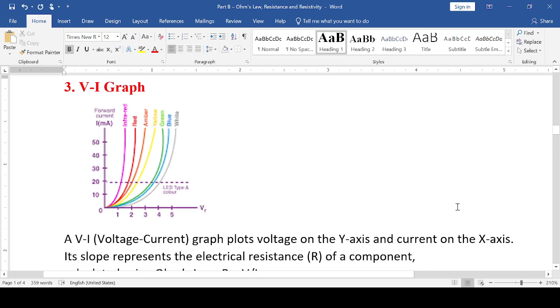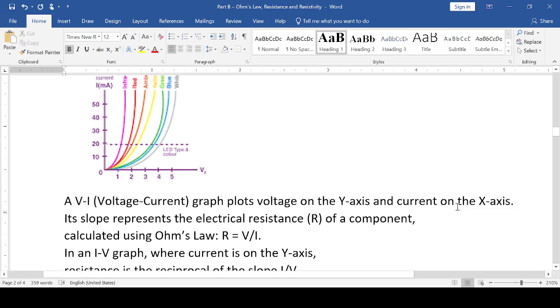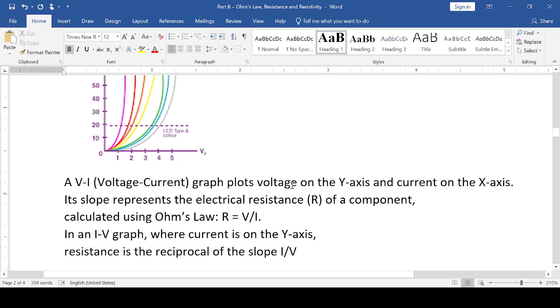Now the VI graph, the potential difference and current graph. The VI graph plots voltage on the y-axis and current on the x-axis. Its slope will represent the resistance. Electrical resistance of a component can be found by finding the slope using the formula R equal to V over I, which is your Ohm's law.